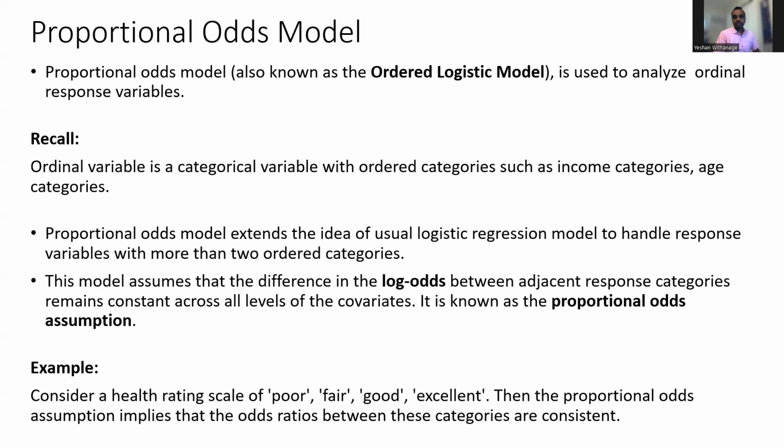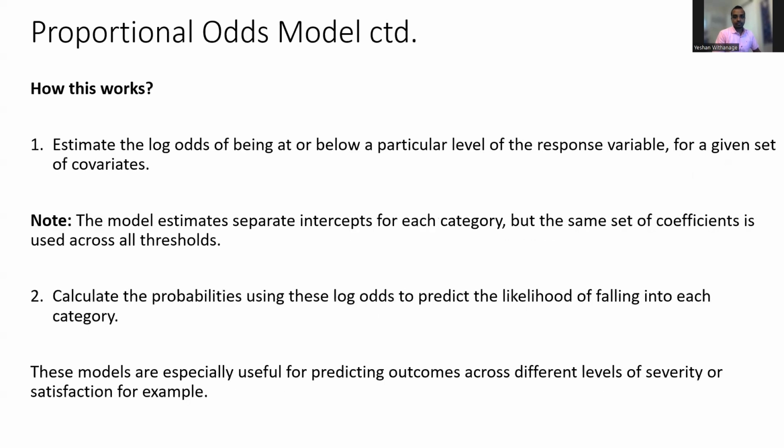The proportional odds model extends the idea of the usual logistic regression model to handle response variables with more than two ordered categories. In this model, it assumes that the difference in the log odds between adjacent categories remains constant across all levels of predictors. You can, of course, further read about this model, which is a little bit complex. But I will explain briefly about this model.